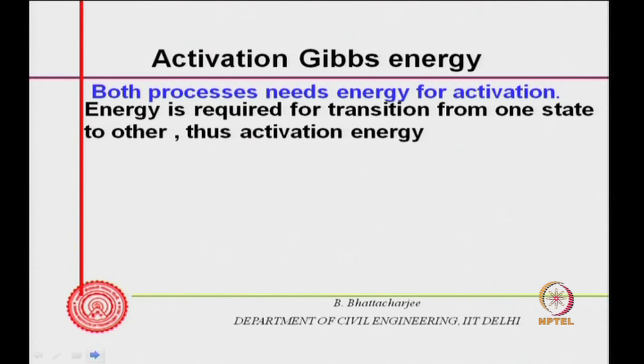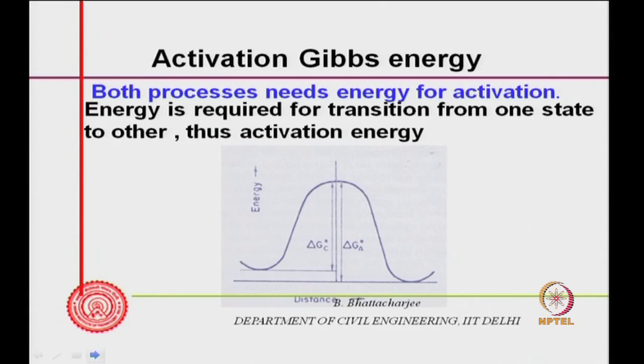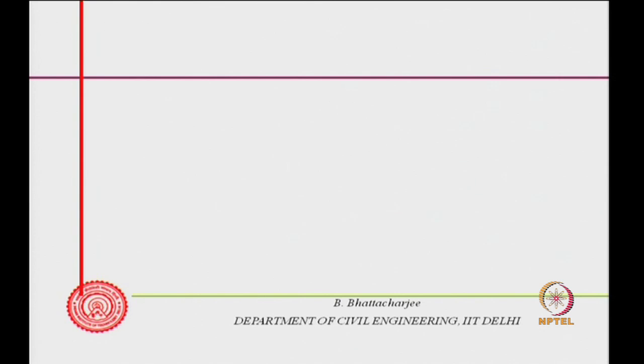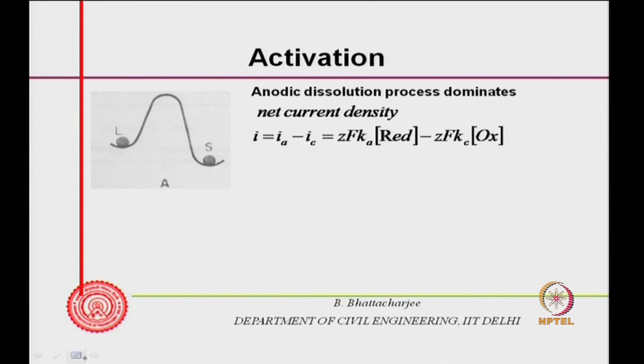Energy is required for the transition from one state to another, so we call it activation energy. If I am supplying current, actually I am giving activation energy. Let us say this was the energy state originally, and you have to supply some energy in order to jump from this state to the other state, right. So, activation is required to jump from the lower level to the other state.